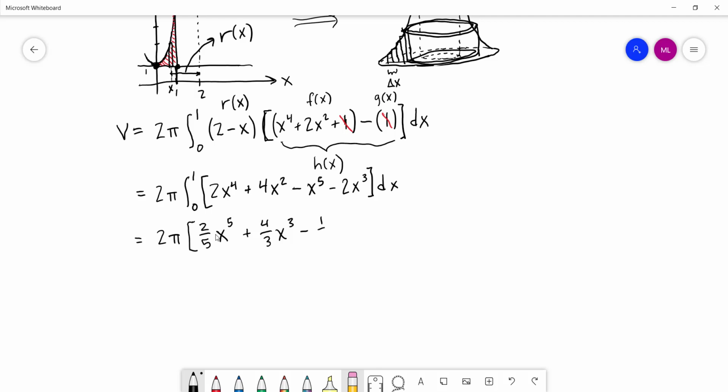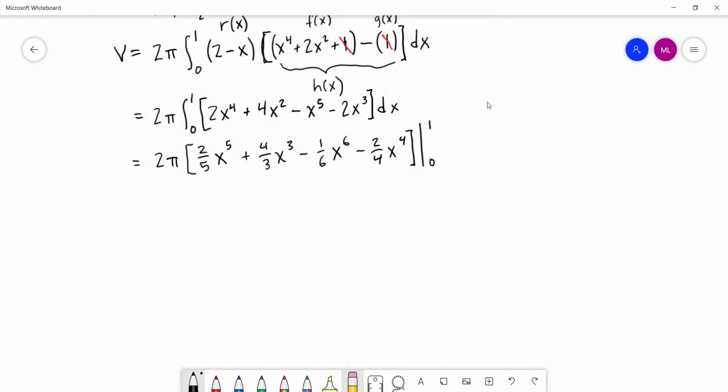The next one's going to be minus 1/6 x to the 6th, and then minus 2/4 x to the 4th, which we can obviously simplify if we want. And we're evaluating this between 0 and 1. Luckily, all of these terms involve x, so when I plug in the lower bound of 0, I'm not going to get any contributions, so I really only need to worry about the number 1 at the high end. When I plug that in, I will get 2 pi times 2/5 plus 4/3 minus 1/6 minus 2/4, which simplifies to 1/2.